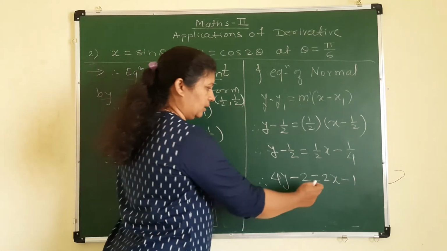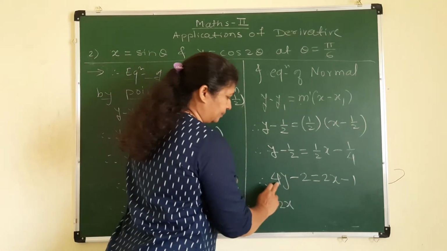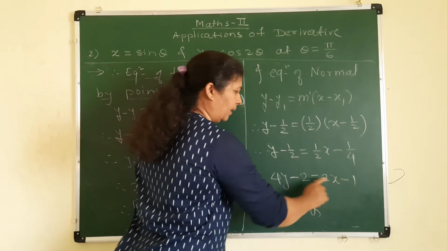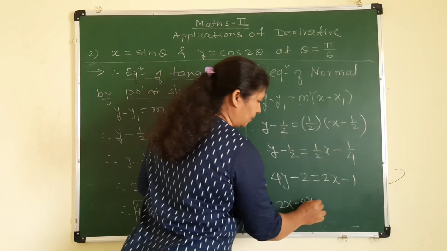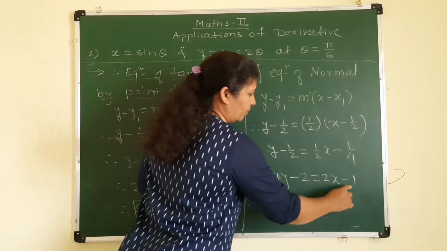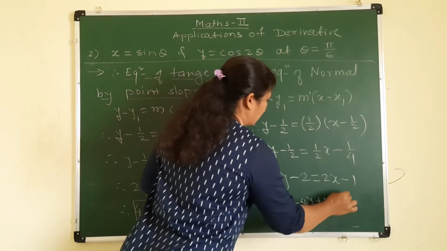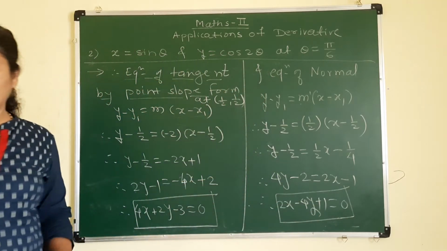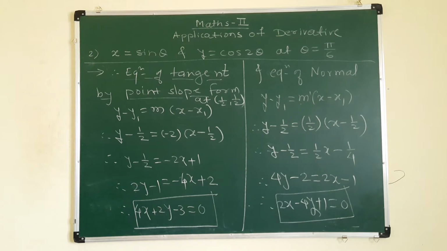And therefore the equation of normal is 2x minus 4y minus 1. This minus 2 on this side will be plus 2, that is 2 minus 1 is 1, equal to 0. This is our equation of normal. Got it? This is our equation of normal. Let us consider the next example.